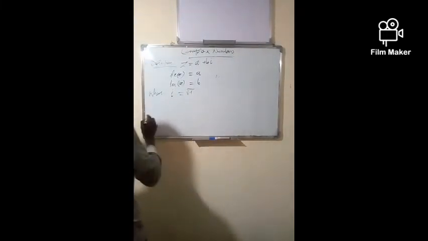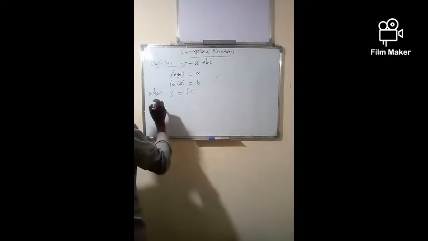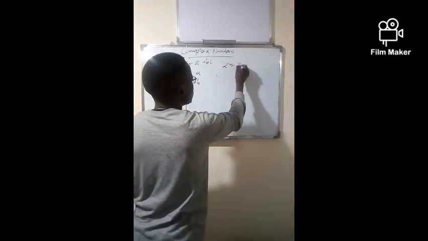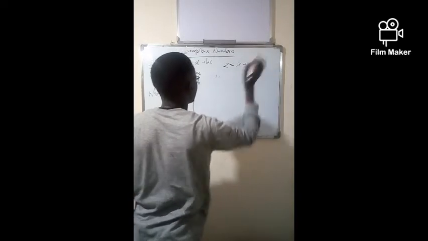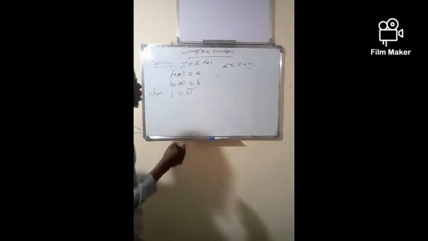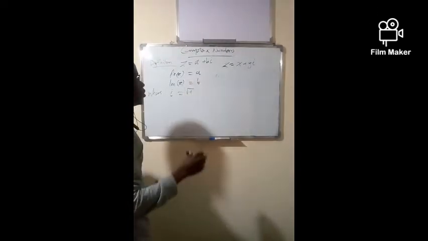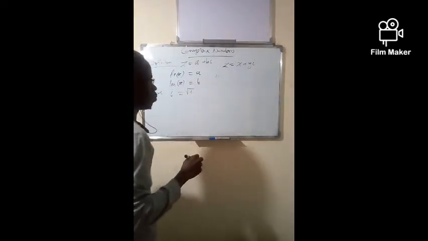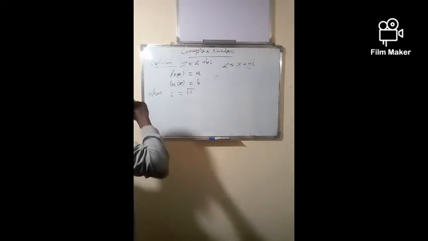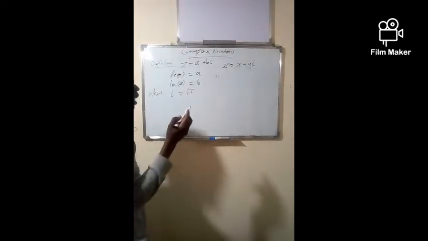So i there is simply representing the root of negative 1. Then we also looked at how this can be written as z is equal to x plus yi. So it's just a matter of representation. Whichever letter you want to use, you can use, but most commonly we use a, b, or x, y.